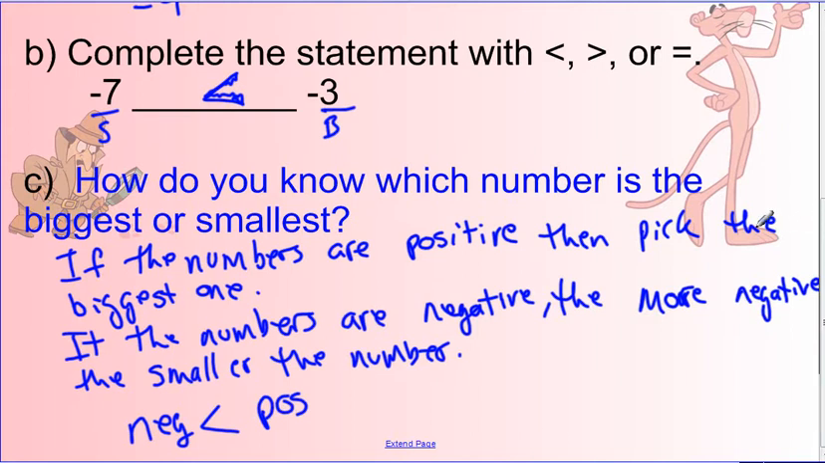Okay, so that's a quick way to tell which numbers are bigger and smaller. If the numbers are both positive, just pick the bigger number. You know which one's bigger. If the numbers are both negative, the one that has the more negatives is the smaller one. And if one's positive and one's negative, obviously the positive number is going to be bigger than the negative.